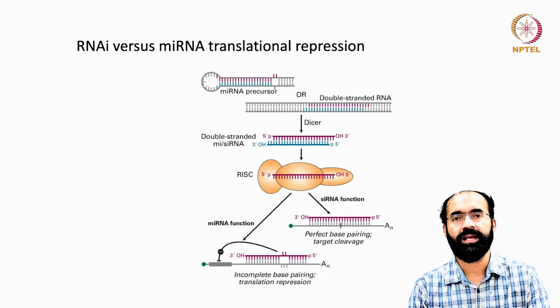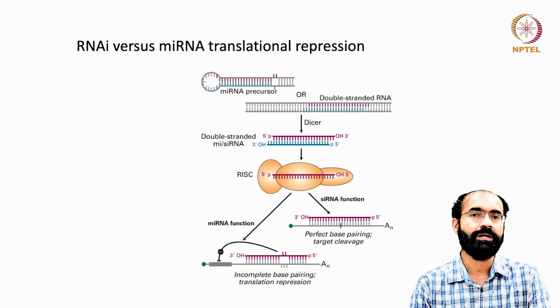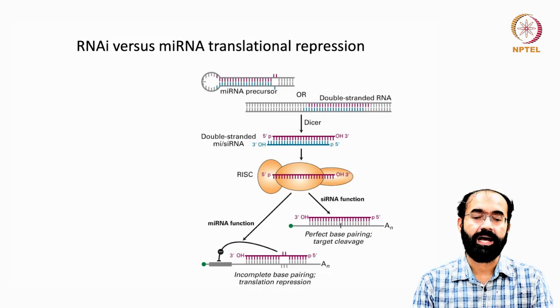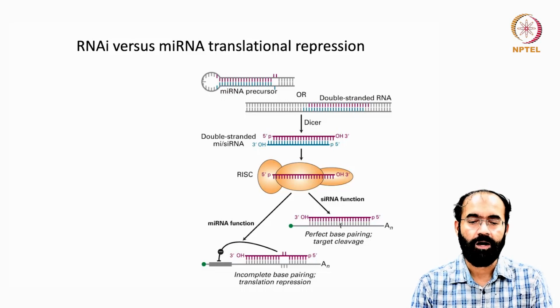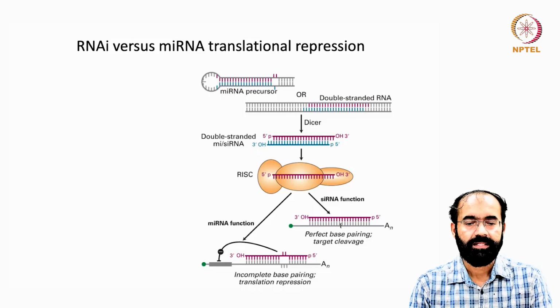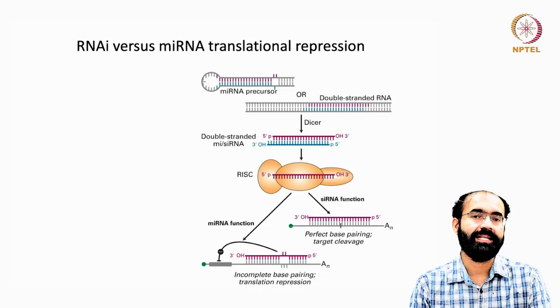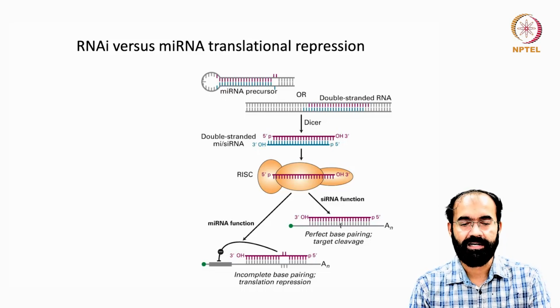siRNA and miRNA work more or less the same, the outcome is the same, but the difference is in the nature of pairing, the nature of target selection. So let us see how it works. This stem loop structure is a miRNA precursor, and it can stay either in this form, like a stem loop structure, or it can form two linear RNAs in a double stranded RNA.